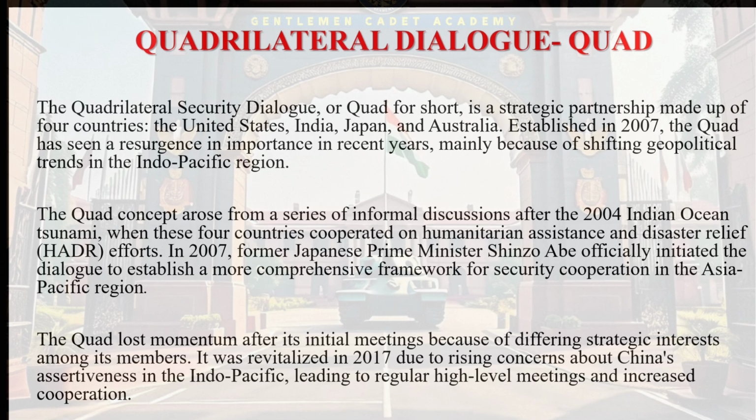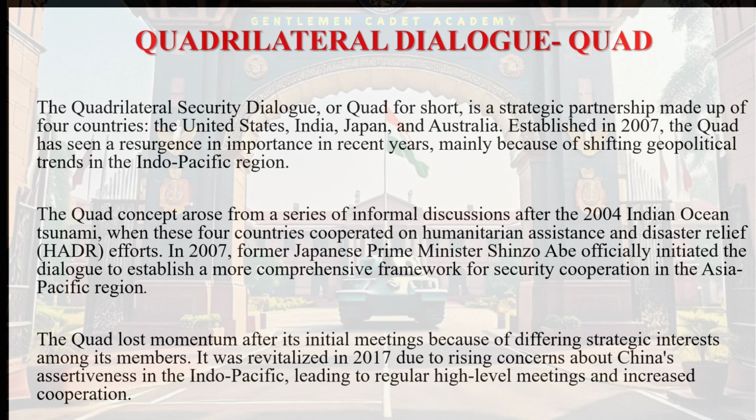And the origins of the Quad can be traced back to the humanitarian response to the 2004 Indian Ocean tsunami. The US, India, Japan, and Australia, all these four countries, they collaborated on relief efforts, laying the groundwork for future cooperation. And this collaboration eventually evolved into formal discussions about security cooperation, which led to the establishment of Quad in 2007. And the Quad was formally launched by then Japanese Prime Minister Shinzo Abe, who envisioned a democratic security diamond to ensure peace and stability in the Asia Pacific region.